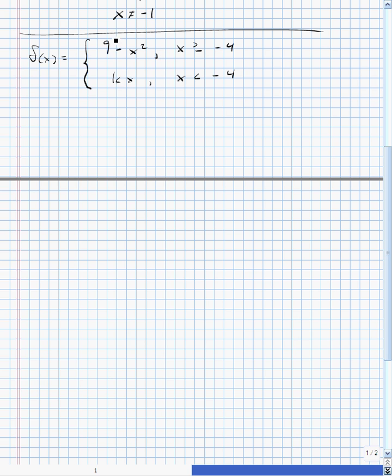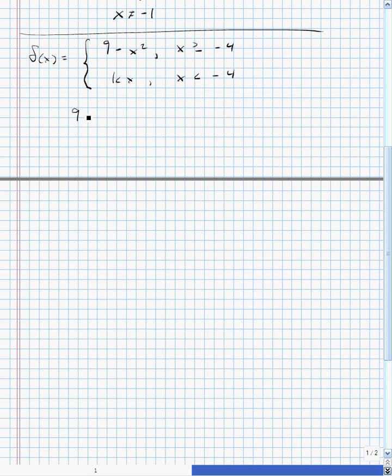Now, because we have a polynomial up here, we know polynomials are continuous everywhere. We also have a polynomial down here, which we know are continuous everywhere. So the only place where f of x might not be continuous is at x equals minus 4. So in order to make this continuous, f of minus 4 from the left must be equal to f of minus 4 from the right.